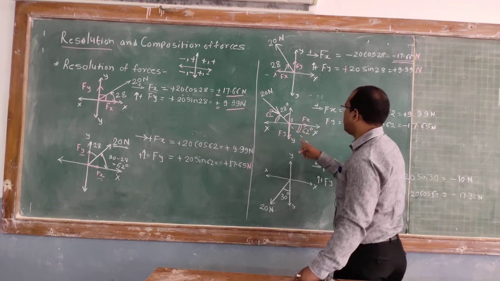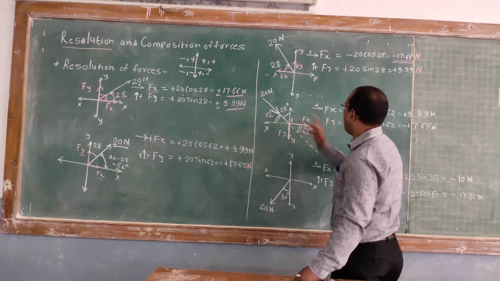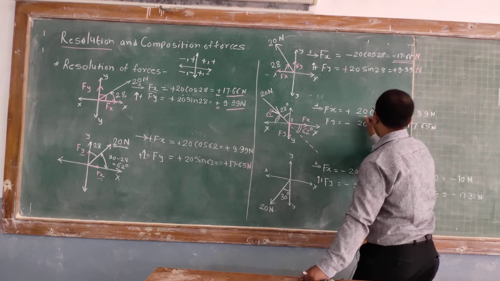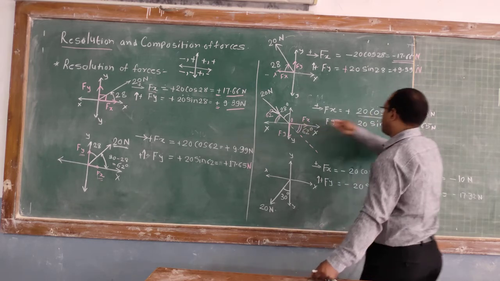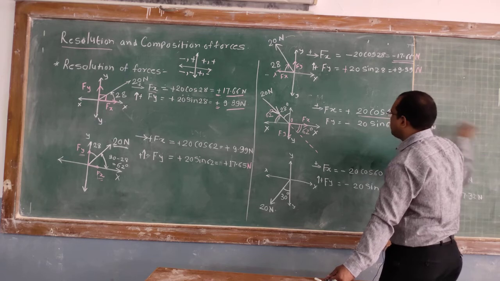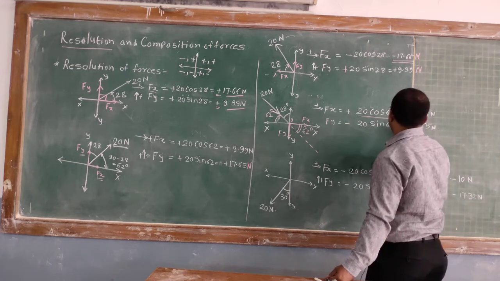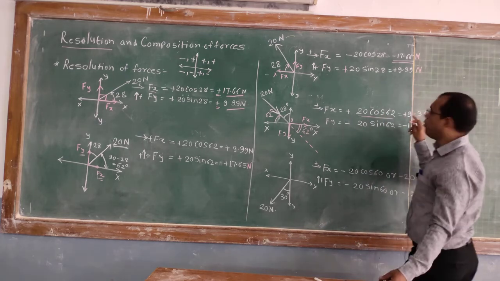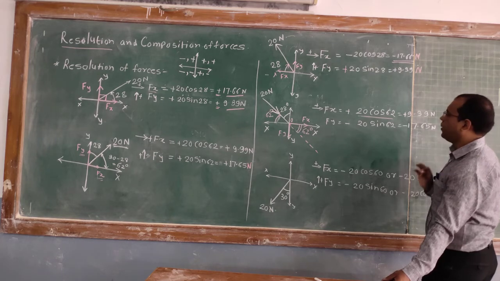So what is the x component? This x component is 20 cos of 62 and it is coming towards the positive x direction, therefore it is positive. The answer is positive 9.39 Newton.